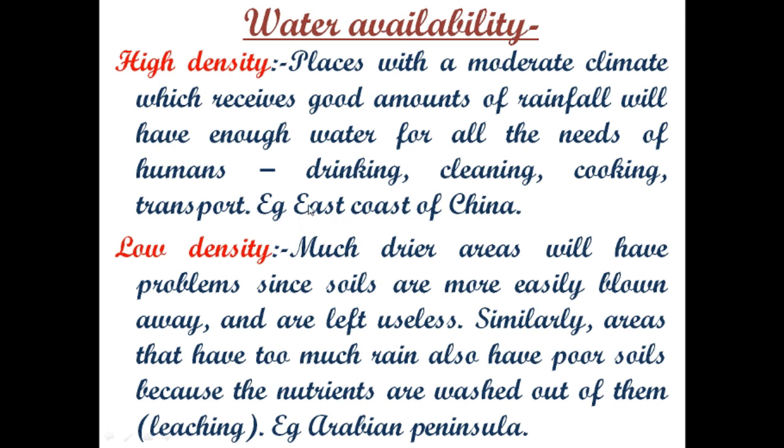A high density population area is the east coast of China, and a low density population area is the Arabian Peninsula. This is just an example. There are many areas of high density or low density under water availability conditions.